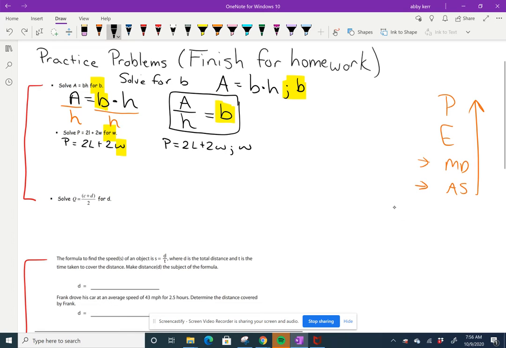So we have to undo order of operations. We have to undo adding and subtracting first. This 2L is connected, so it's grouped together. So we need to move that whole group by minusing, because it's a positive 2L. Then we just write it, because P and L are not the same letter. They stand for two different things. The P stands for perimeter, the L stands for length.